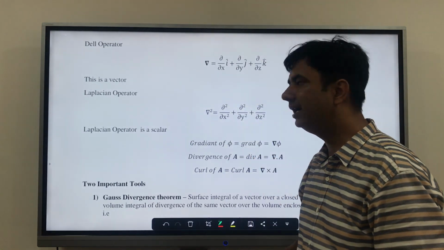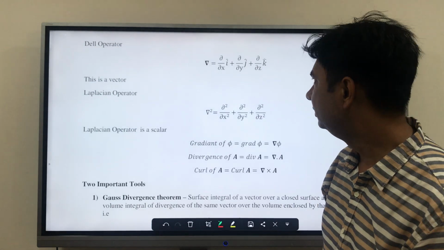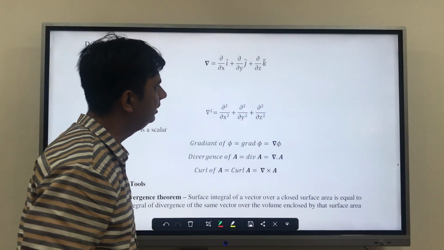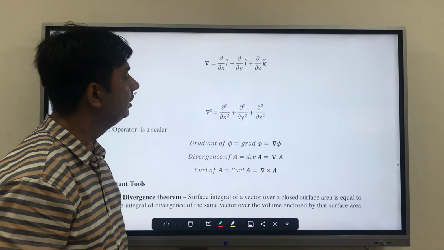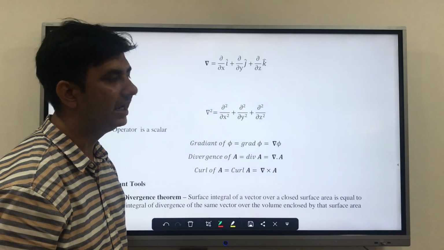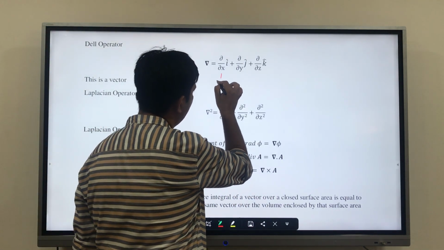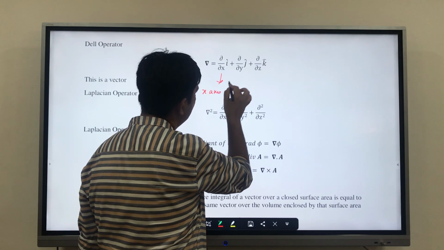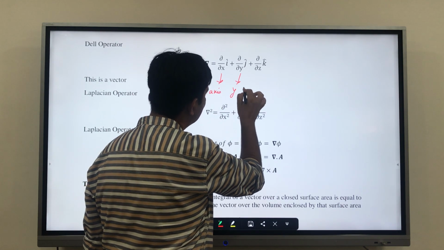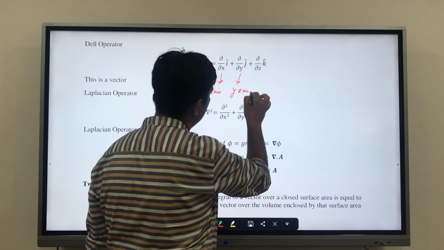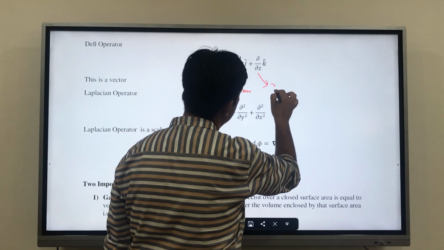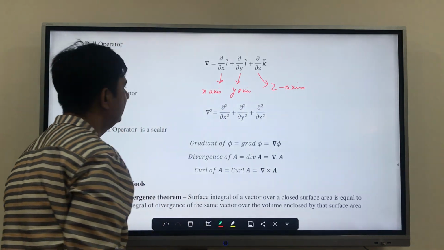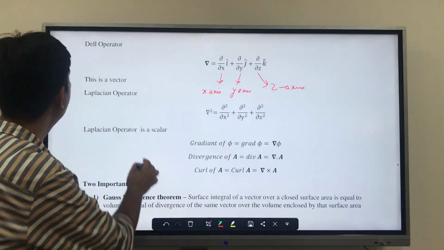So del is equal to ∂/∂x i cap plus ∂/∂y j cap and ∂/∂z k cap. That means this is showing the value on the x-axis, this is something on the y-axis, and this is something on the z-axis. So this is my del operator, and this is a vector quantity.